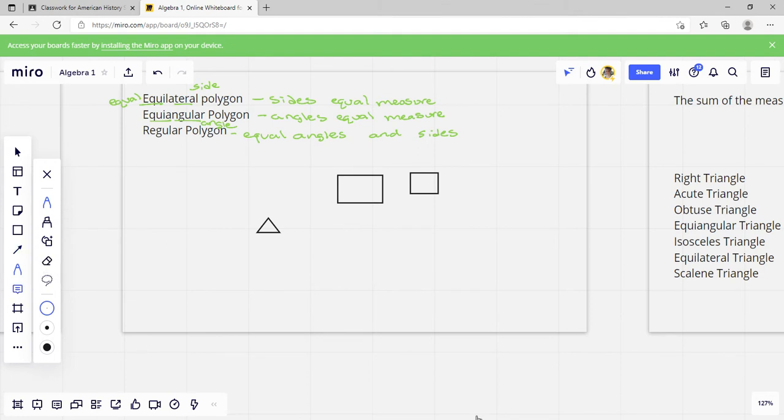Let's see. So then we have some names for, let's see, this one would be equiangular. So all these angles are the same right here. This is all 4 right angles, but it doesn't have sides that are all the same. On this one, let's say that these sides all measure the same and the angles all measure the same. We would call that one a regular polygon.